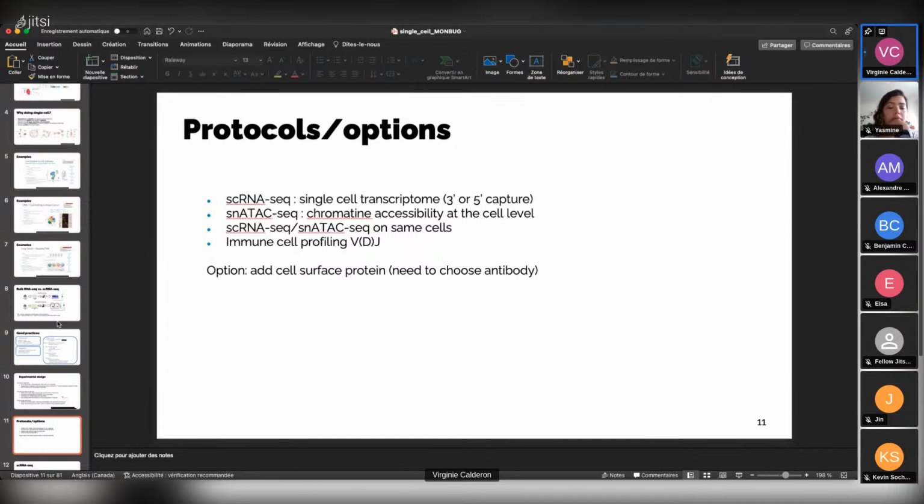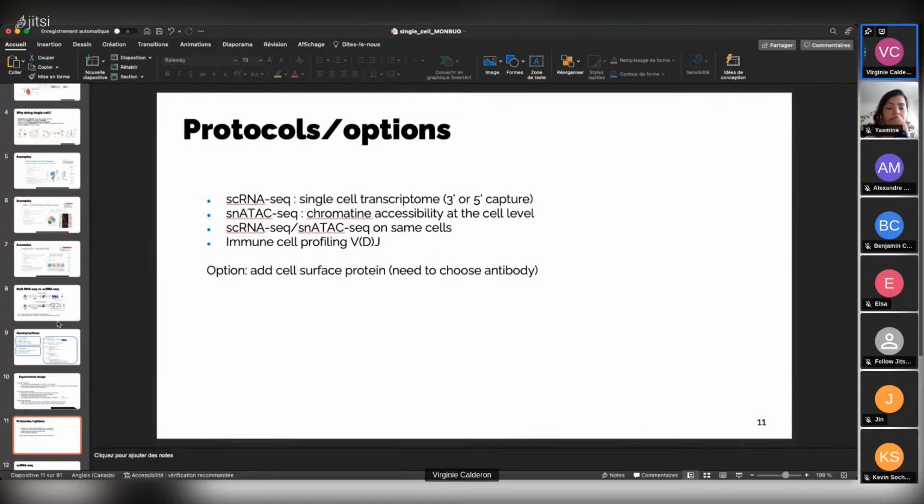Also, for all the immunologists, they propose a protocol for immune cell profiling for the VDJ antibodies, so they can capture which VDJ are present and the quantification of these immune cells.